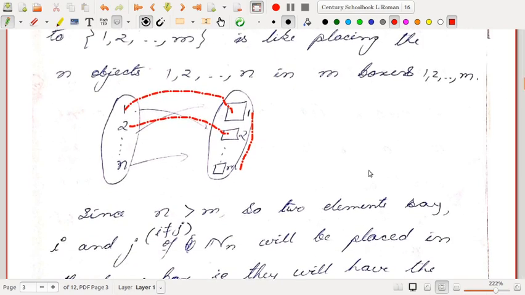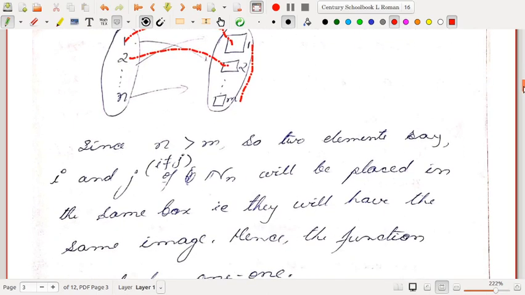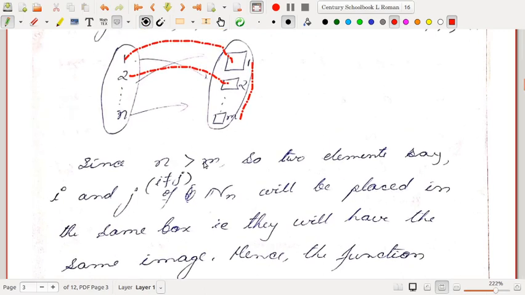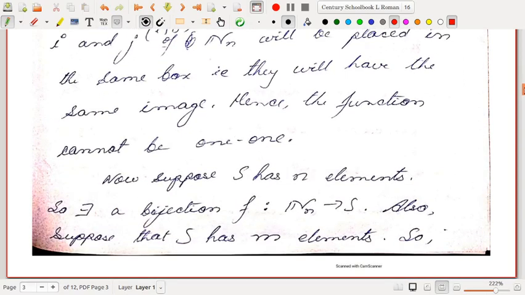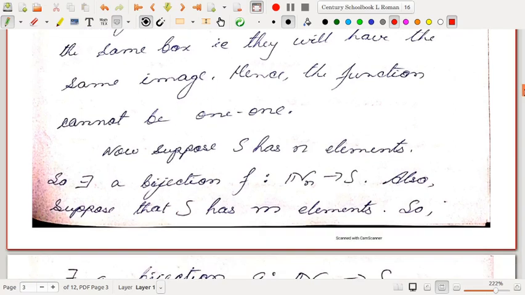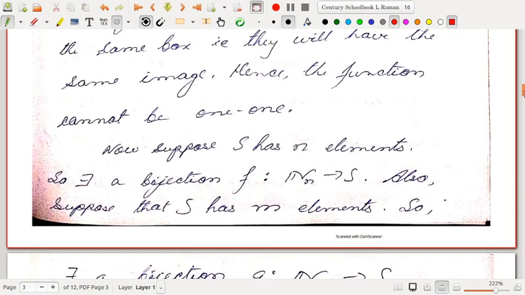So if n is greater than m, two elements, say i and j of N_n, will be placed in the same box. That is, they will have the same image. If n is greater than m, at least one of these boxes will have more than one object. That means two elements from the first set have been placed in the same box, hence two different elements will have the same image. So the function cannot be 1-1. So we have shown that if n is greater than m, there cannot exist any 1-1 mapping from N_n to N_m.